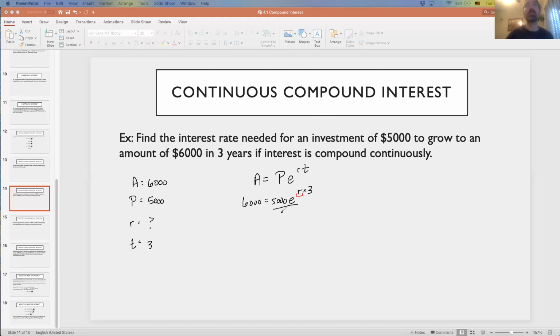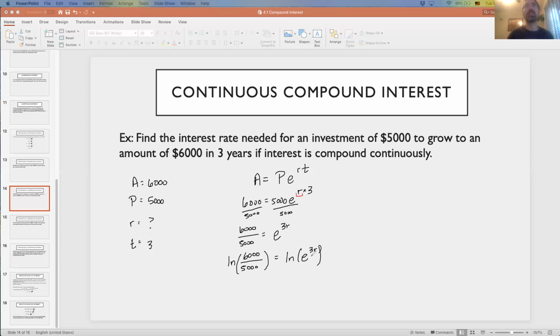So the first step is dividing by that number in front, dividing by that 5,000, because the 5,000 is not being raised to the r times 3. It's only the e that's being raised. So we divide both sides by the 5,000. Again, I'm just going to leave the 6,000 divided by 5,000 as it is. Yes, you can simplify that to 6/5. Certainly do that if that makes you more comfortable. Now, to get the variable out of the exponent position, take the log of both sides, or natural log of both sides, same thing.